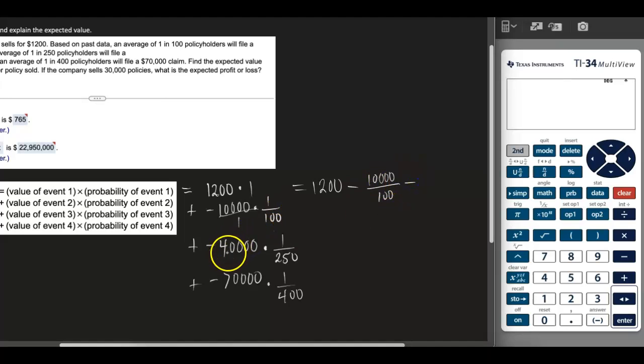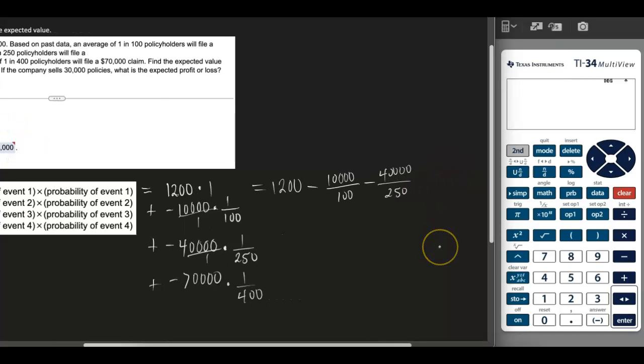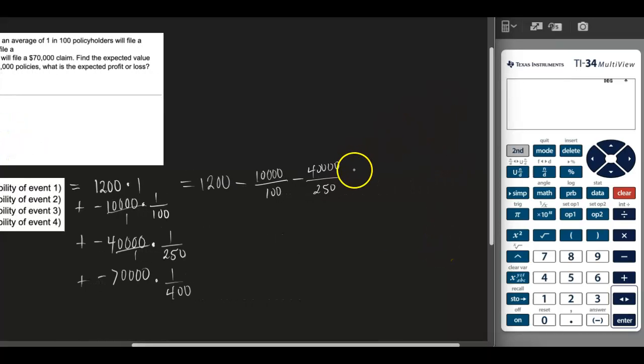And then I'll subtract the next one. Just imagine that there, like you're multiplying that fraction. That would be 40,000 over 250. And I'll subtract 70,000 over 400.